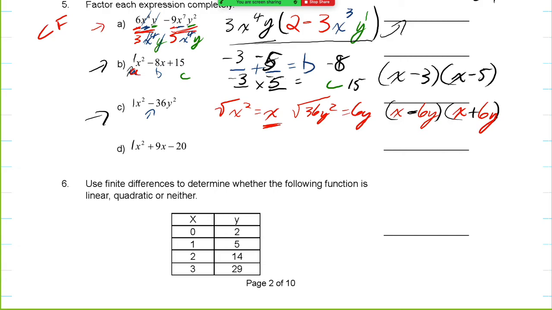The last one, we can use the same concept that we used in B. Look for 2 terms that add to 9 and 2 terms that multiply to negative 20. 5 and 4 work for multiplying, but because it's negative 20, that's actually not going to work for multiplication or addition, because that's not going to give us our value. One of them will have to be negative.